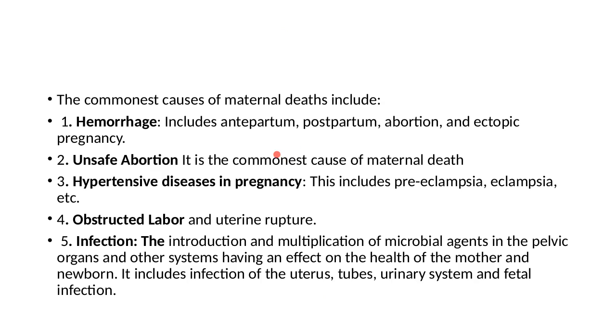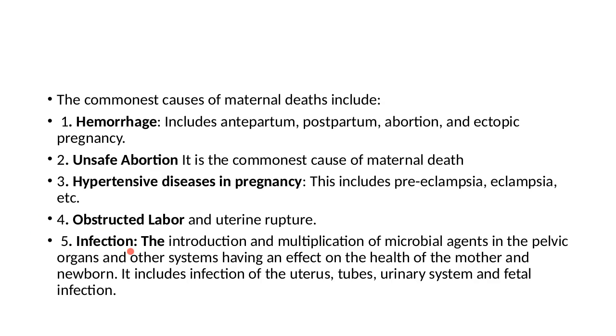So we have hemorrhage here. We've already covered hemorrhage, which can occur before pregnancy, after pregnancy, during abortion, and during delivery. It can also be caused by ectopic pregnancy. Then number 2 is unsafe abortion. It is the commonest cause of maternal death. Hypertensive diseases, we've already covered eclampsia and preeclampsia. We have obstructed labor, which is prolonged labor, which can cause the uterus to rupture.